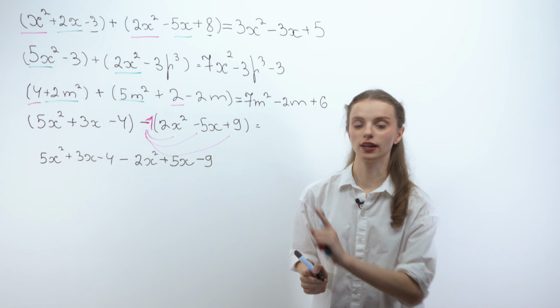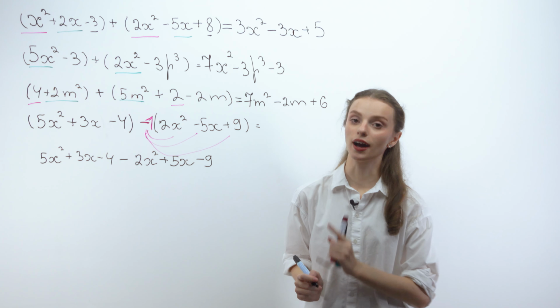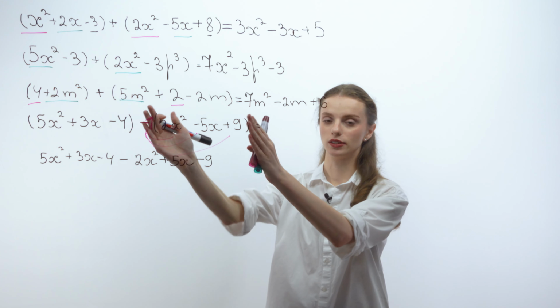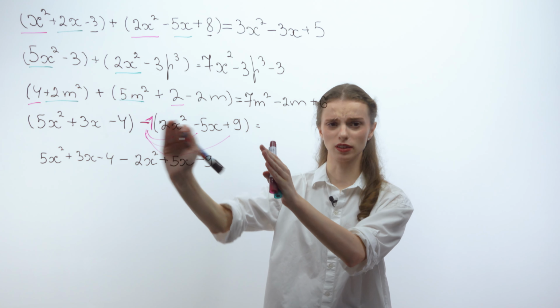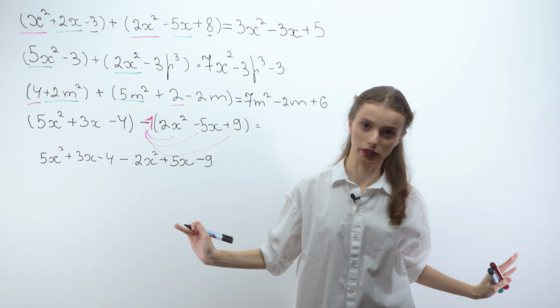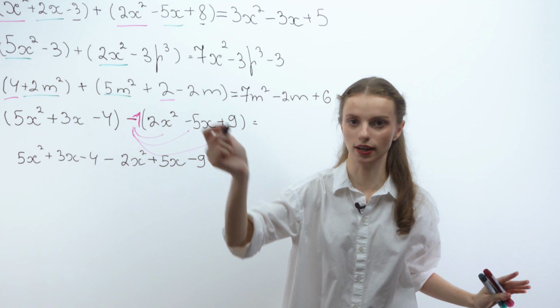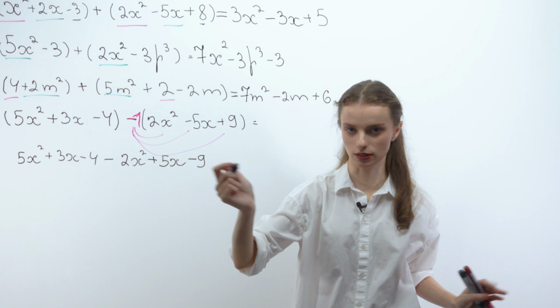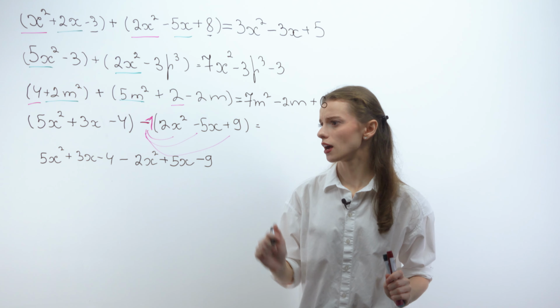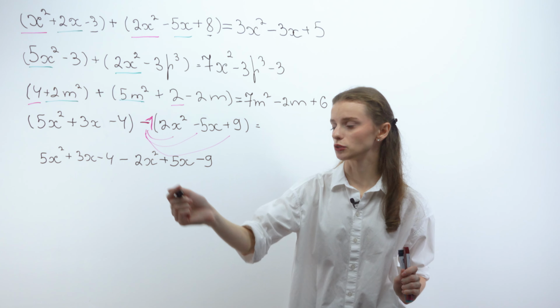Look, only after I open my parentheses can I combine like terms. If you did not open your parentheses with a negative in front of it, you're going to get the wrong answer. Okay, the negative in front of the parentheses changes the signs within the parentheses. Okay, let's combine like terms. 5x squared and negative 2x squared.